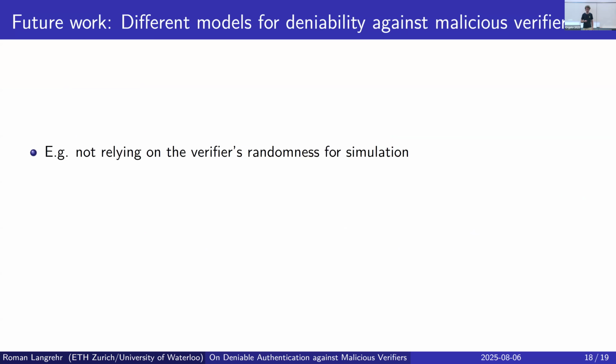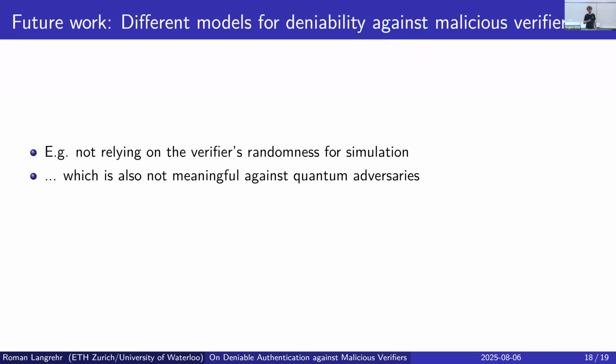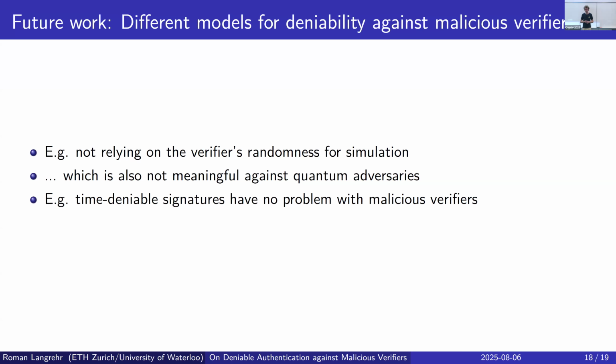Finally, I think it's also interesting to study maybe different models for deniability against malicious verifiers that maybe don't rely on the verifier's randomness for simulation of signatures, because this has other drawbacks apart from our impossibility result. For example, it's not meaningful against quantum adversaries because quantum algorithms can prove that they deleted their random coins. And one example I want to mention here are time-deniable signatures. These don't have problems with malicious verifiers, but they need other strong assumptions.